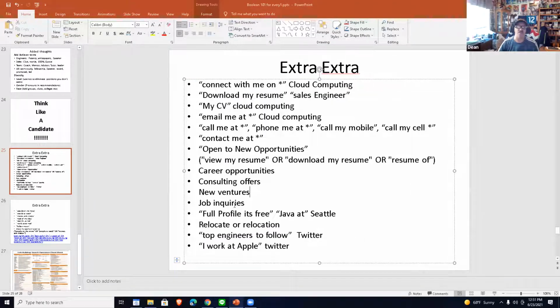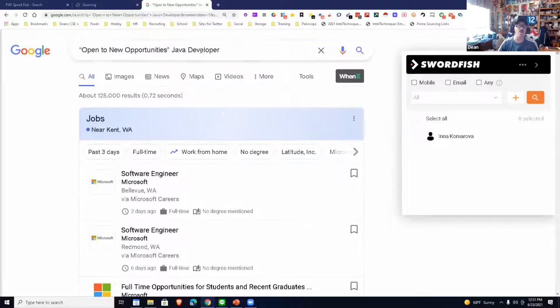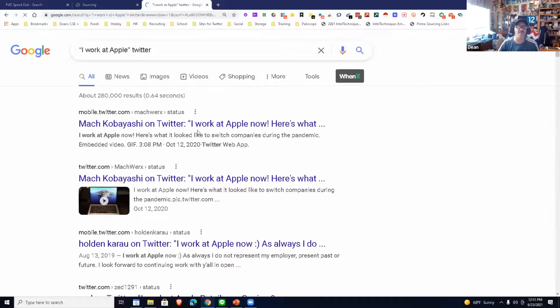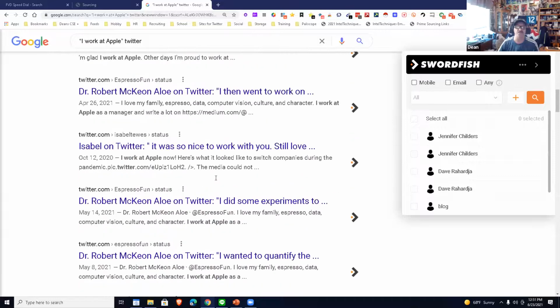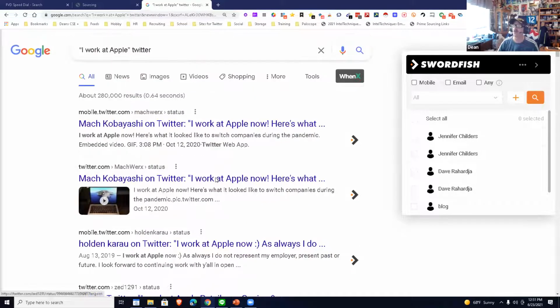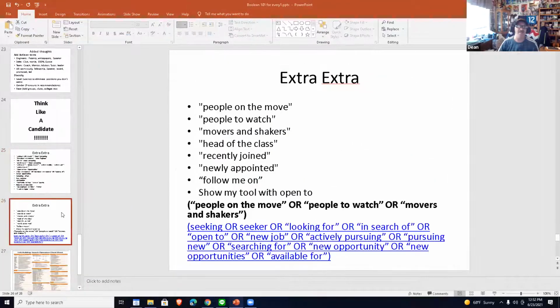All these things: job inquiries, full profile, it's free, Java at Seattle, you'd be surprised, worked at Apple, top engineers to follow. Here we go. This is one string that I put together a while ago that to this day I'm like, really, you gotta believe it can't be that easy. You want to find people who worked at Apple? Here you go. They all worked at Apple. In some cases, they're going to be lists of people who worked at Apple. That easy.